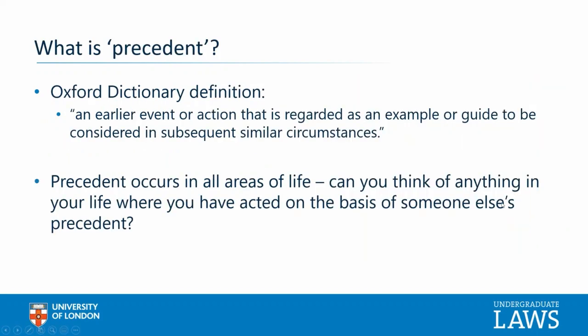So our starting point is really a definition of what we mean by precedent, and I would like you to think about the term precedent in a wider sense, so outside of the role of the judiciary. In everyday life, how does precedent occur? A dictionary definition speaks about it being an earlier event or an action that is regarded as an example or as a guide to be considered in subsequent similar circumstances, in a later event.